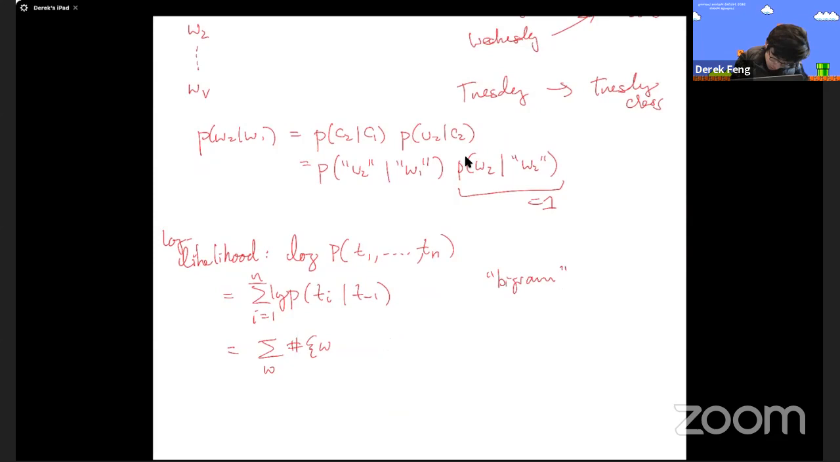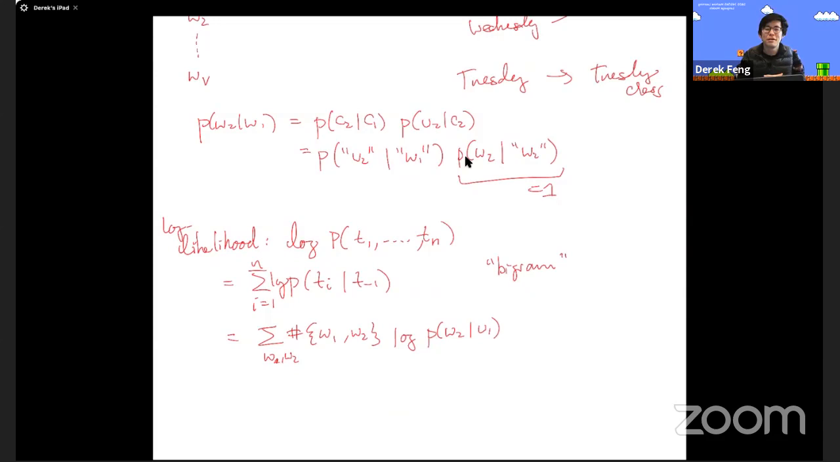Oh, okay. I'll do this. Sum over W1, W2 of the count times the log of P(W2 given W1). Okay, so what did I just do? This is just the general thing you do when you're dealing with likelihoods.